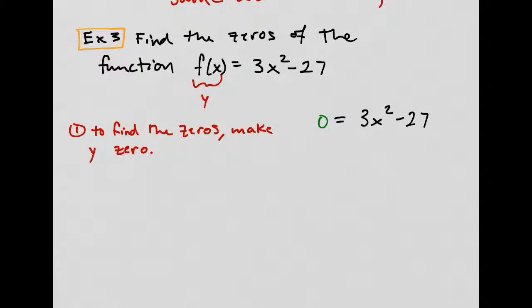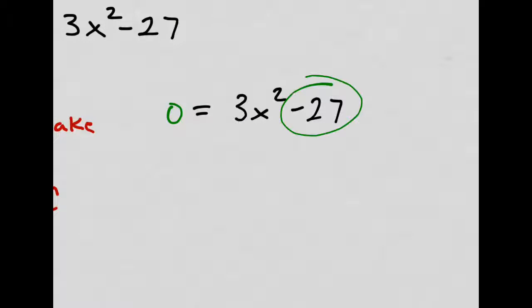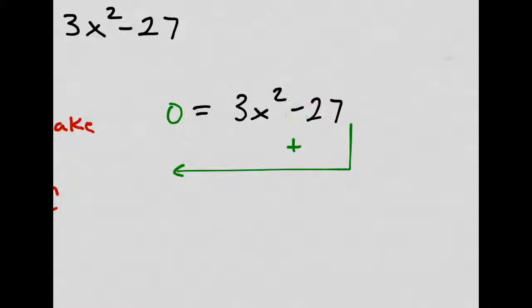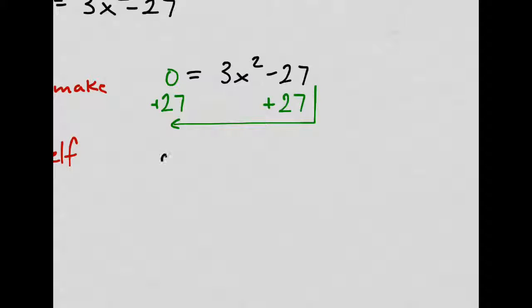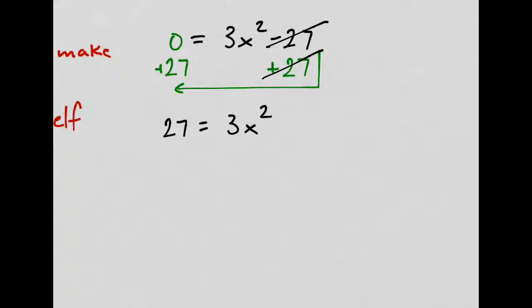We have an x squared here, so we're going to have to get the x squared by itself. We do that very easily by first getting the number over to the other side. We have to do the opposite. Since this is subtraction, we have to add 27 to both sides. So I will copy 27 equals 3x squared. That cancels out. Then, remember, you always have to divide by the number that's next to the x. So divide by 3. That cancels to 1, and I just get x squared equals 9.